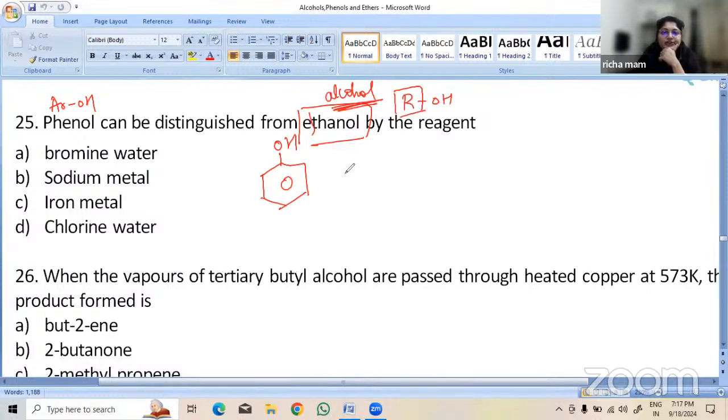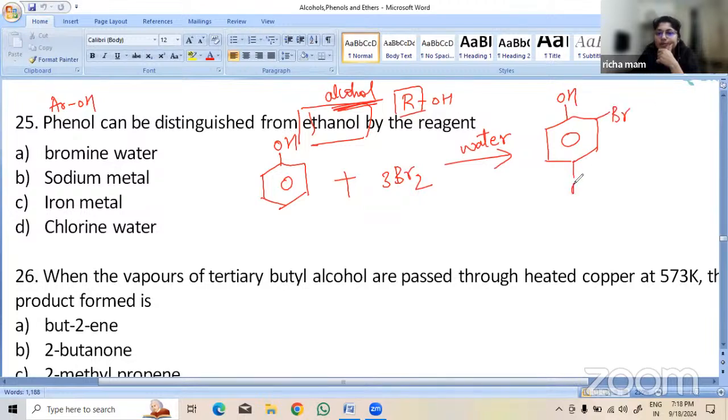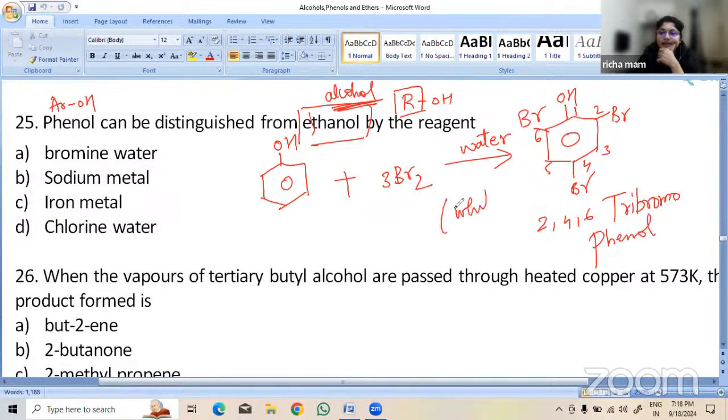If you treat phenol with bromine water, 3 moles of bromine, you are going to get a tri-substituted bromo compound. The name is 2,4,6 tribromophenol, numbering 1, 2, 3, 4, 5, and 6. You are going to get a white PPT.